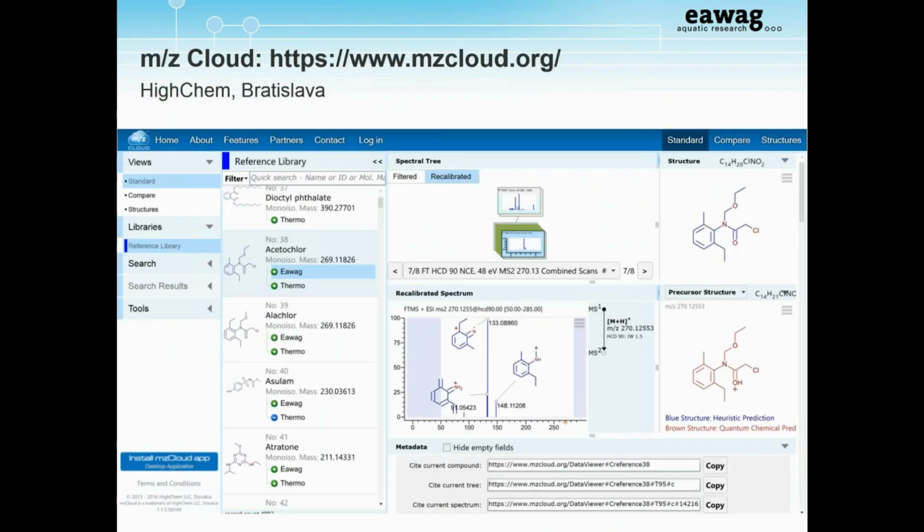MZCloud is another very new collection. It has by far the most number of spectra of any of the libraries now. This is also online, and you can see they have a really comprehensive interface. What I like about MZCloud, they have several layers of information. They've actually linked out these different layers. So if you want to refer to all the spectra of a compound, you can cite just a compound link. You can cite certain trees, or you can actually cite an individual spectrum. So this actually makes referencing the spectra really easy.